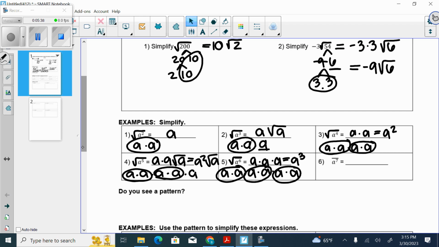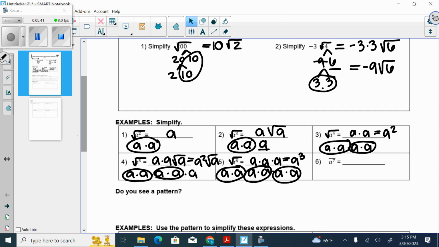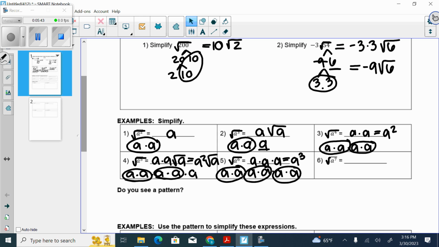All right, and then we got 1 more here. A to the 7th. So that means a times itself 7 times. All right, so how many pairs do we have? 3. 1, 2, 3. So I've got a times a. Any leftovers? 1. So it goes inside, right? So what does this become? A cubed square root of a.